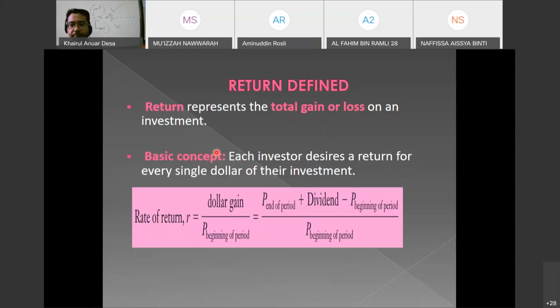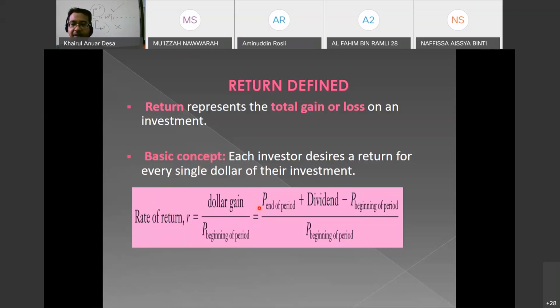So, apa yang menyebabkan berlaku positive or negative return? Meaning that what influences the return to be positive or negative? Ada satu elemen yang kita panggil risiko. Okay, risiko yang terlibat akan menyebabkan kadar pulangan tersebut sama ada dia positif atau dia negatif.